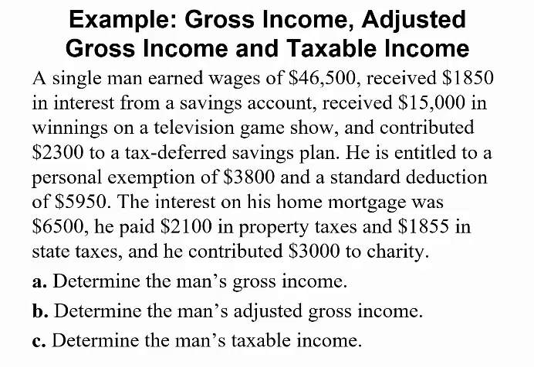However, the interest on his home mortgage was $6,500. He paid $2,100 in property taxes, $1,855 in state taxes, and he contributed $3,000 to charity. Okay, so I want to determine the man's gross income, the man's adjusted gross income, and the man's taxable income. They're all different. I know it seems confusing.